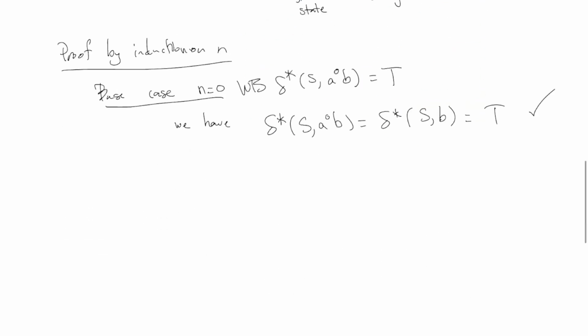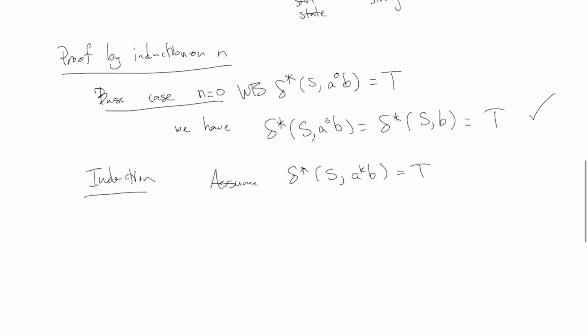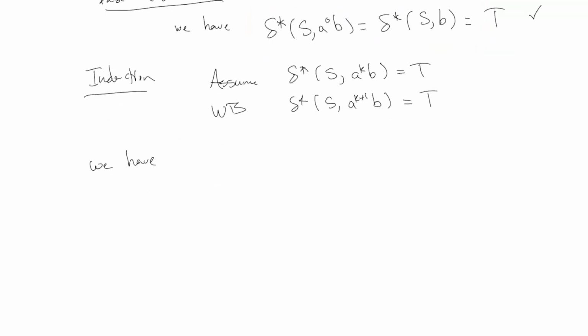All right, and then the induction case. This is the more interesting part, as always. I'm going to say assume that delta star S A to the K B is T, right? I'm writing that thing in the green box, again with a K. And then we have to prove that same thing, but with a K plus 1. So I want to show delta star S A to the K plus 1 B equals T. All right. And let's do it. I start with the left side of what I want to show, delta star S A to the K plus 1 and B, all right?